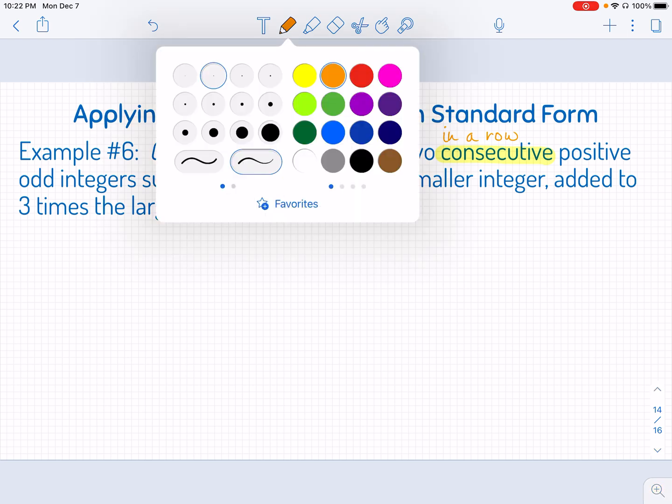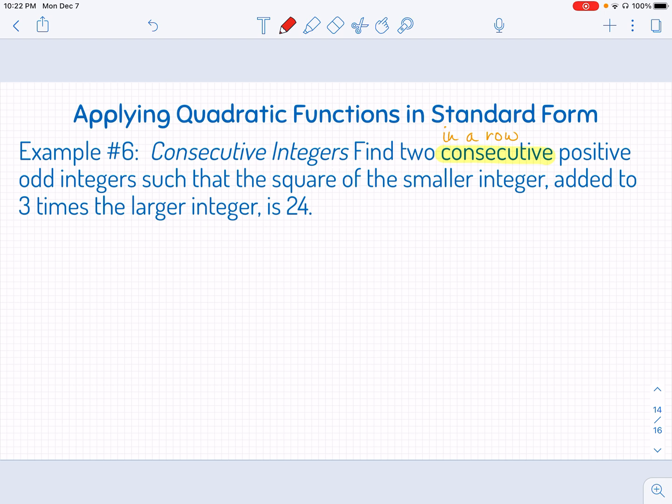So let's kind of break this down a little. 2 consecutive positive odd integers. If I call the first one x, the next one needs to be 2 bigger, right? Because odd numbers go from like 1 to 3, 3 to 5, or 5 to 7. So it's 2 bigger. So we need to find 2 consecutive positive odd integers such that the square of the smaller added to 3 times the larger is equal to 24.